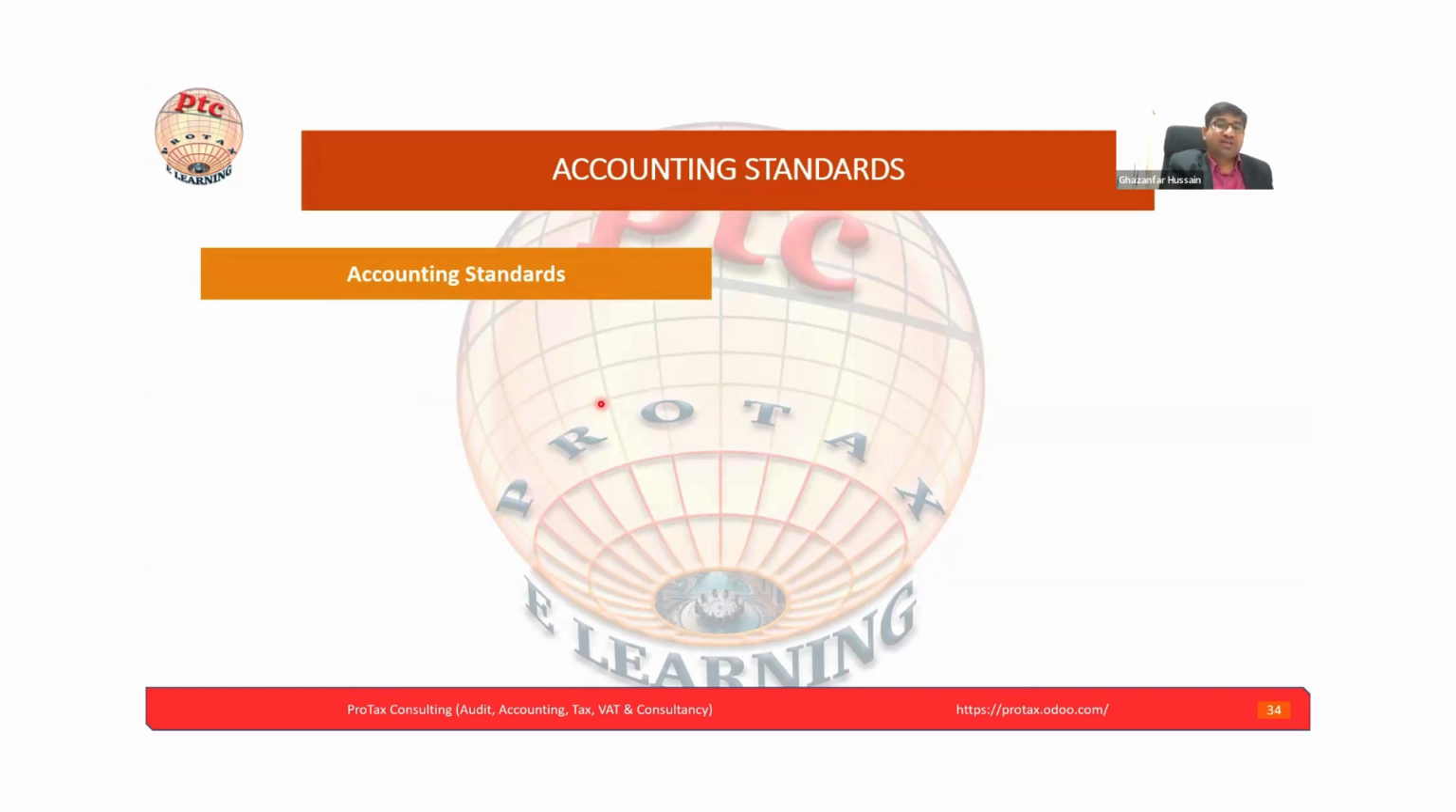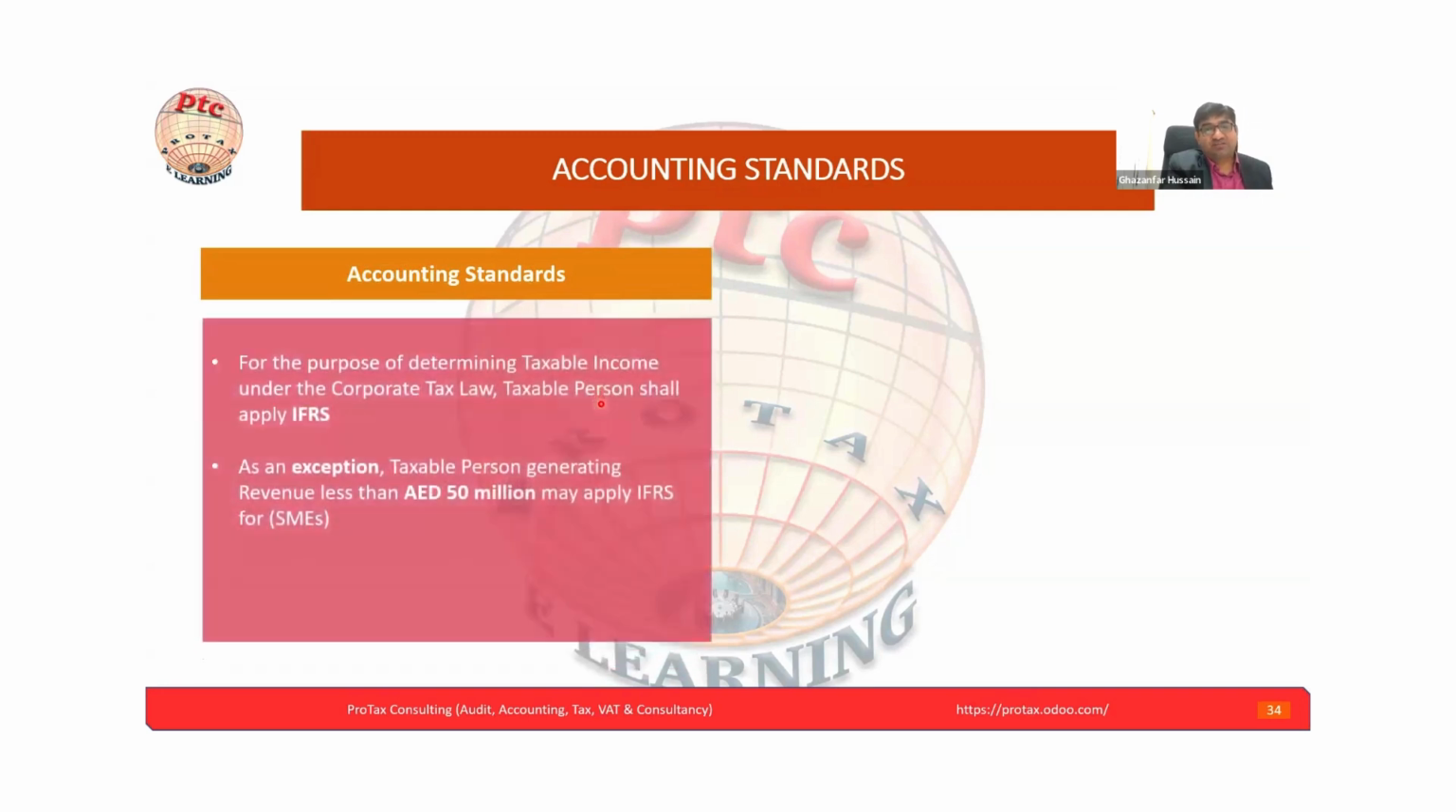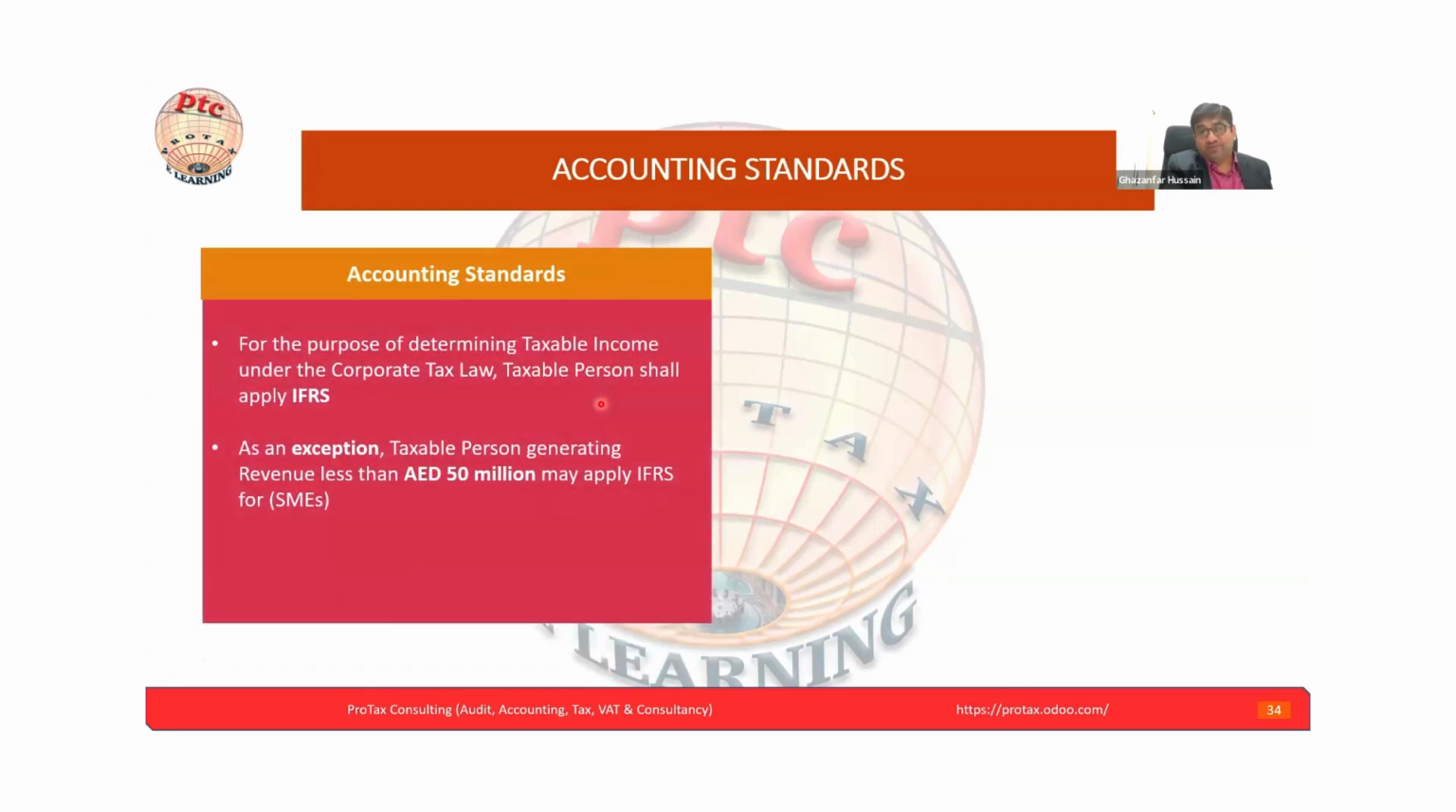So now we will see the accounting standards. What are the accounting standards in the UAE, why we are going to use them, and what are the revenue conditions for that? The first accounting standard we're going to understand: we have to determine the taxable income under the corporate tax law by applying the applicable IFRS. Here we've seen that if less than 3 million, you can opt for the cash basis. If above 3 million, you cannot opt for cash basis accounting.